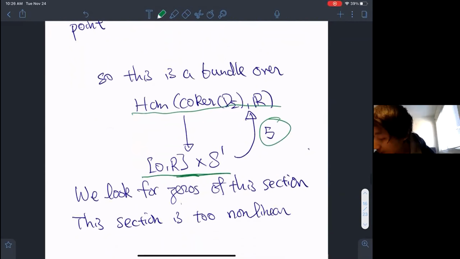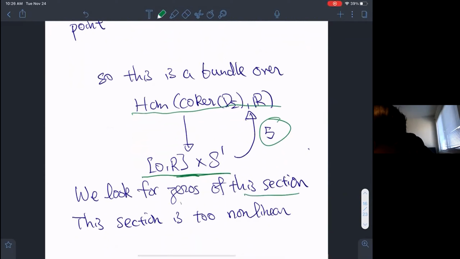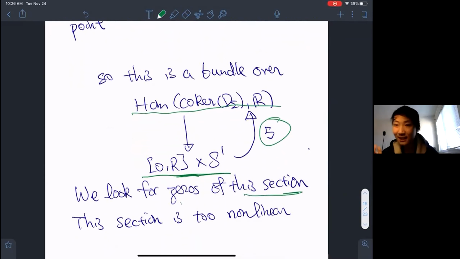So we look for this again. We look for zeros of this section, but this section in itself is too nonlinear. There's too many terms we don't understand. So the idea is to try to throw away some of the terms in it that are small, and then look at the terms that are remaining. That's called deforming to the linearized section.